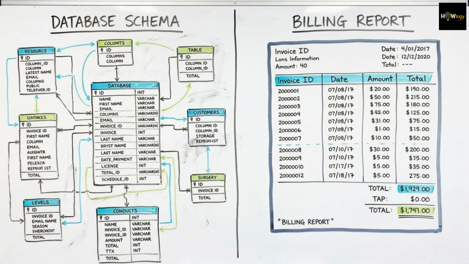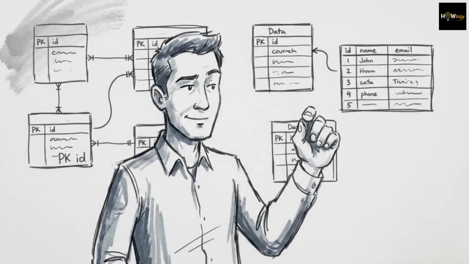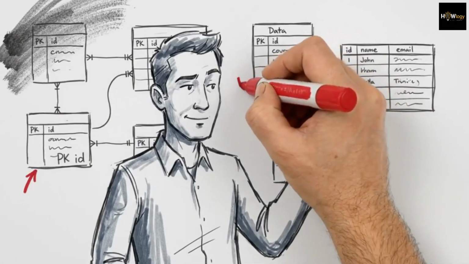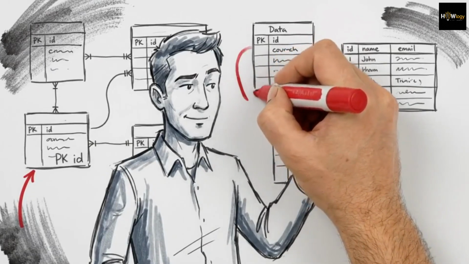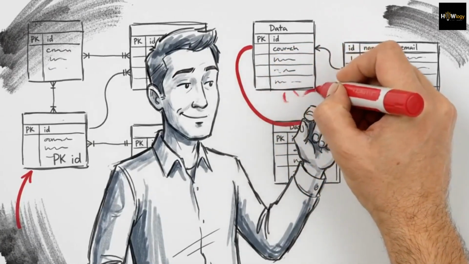Effective database design is a constant balancing act between theoretical correctness and operational efficiency. The best architects don't just blindly follow the rules of normalization, they master them, so they know exactly when and where to break them.